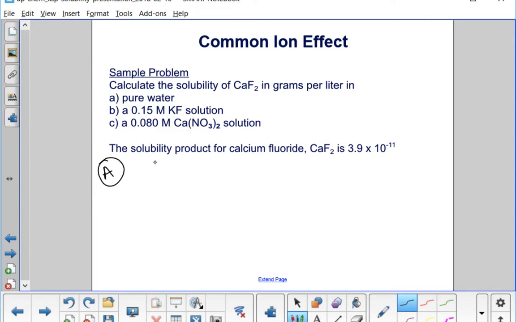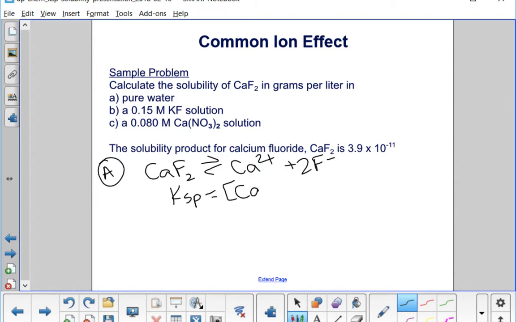So let's start with our dissociation of calcium fluoride solid into calcium ions and fluoride ions. And let's write a general Ksp expression. The concentration of the calcium ions times the concentration of the fluoride ions squared. In pure water, we don't have to worry about any initial or given concentration of calcium ion or fluoride ion. We don't know what those concentrations are, so we'll just call them X.